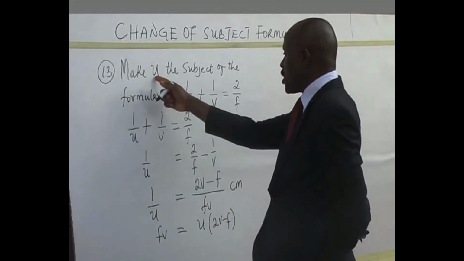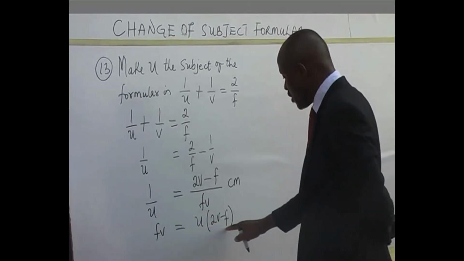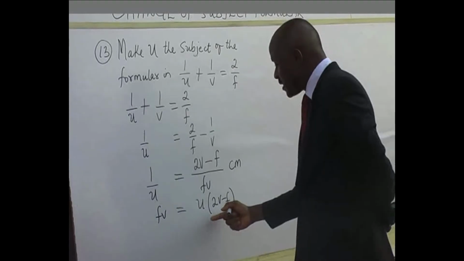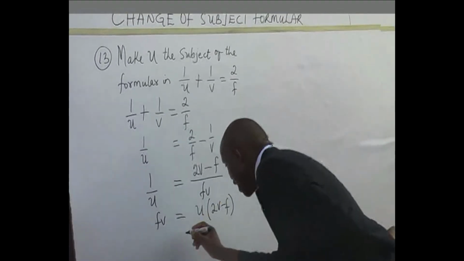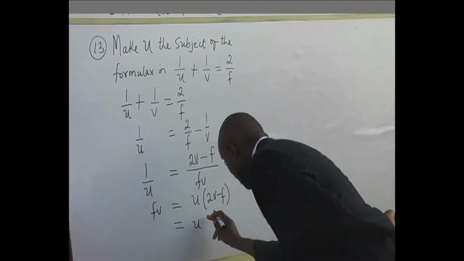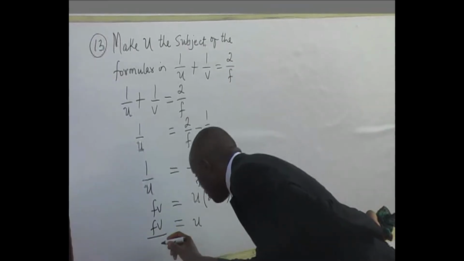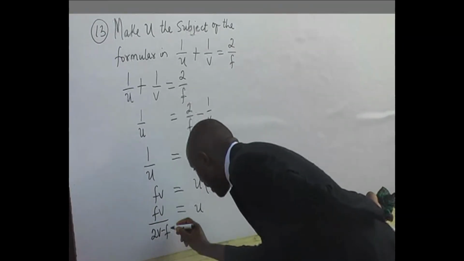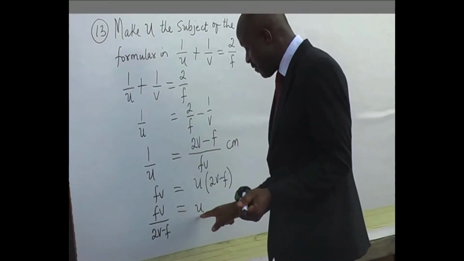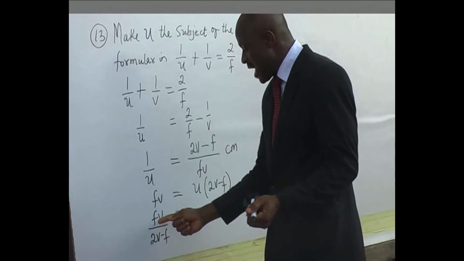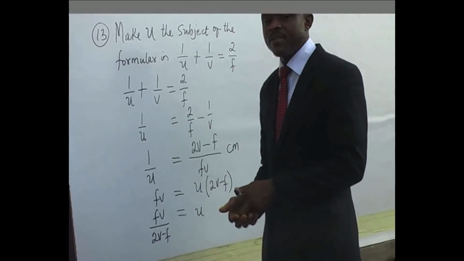Remember that the equation says you should make u the subject of the formula. In this case, since u is multiplying all the things you have inside the bracket, that means you are going to divide both sides of the equation by what you have inside the bracket so as to eliminate it. If you do that, you are going to discover that you are going to have only u left in the right-hand side of the equation, and fv all over 2v minus f will now be in the left-hand side of the equation. If you like, you can rearrange, writing u in the left-hand side and bringing fv all over 2v minus f to the right-hand side of the equation.